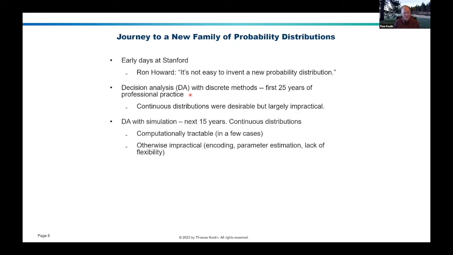Another 15 years, I worked with decision analysis with simulation, and continuous distributions are computationally tractable in a few cases, but they're not that easy. And you've got to go through all these cases of picking the right one, and that doesn't quite fit, and then what do you do?